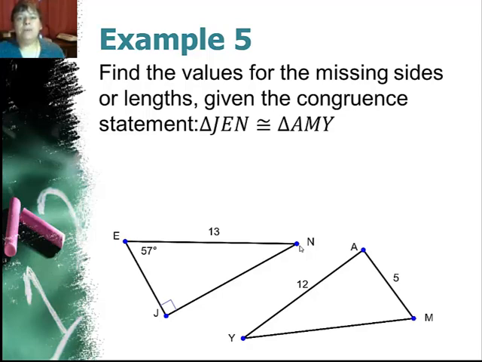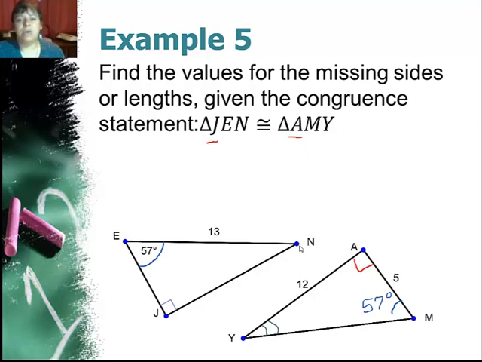So, find the values for the missing sides or lengths given the congruent statement, triangle JEN is congruent to triangle AMY. So first of all, I know J goes with A. J is a right angle, so I'm just going to draw a right angle on A. So that's part of my information. E goes with M. So since E is 57 degrees, I know M is 57 degrees.